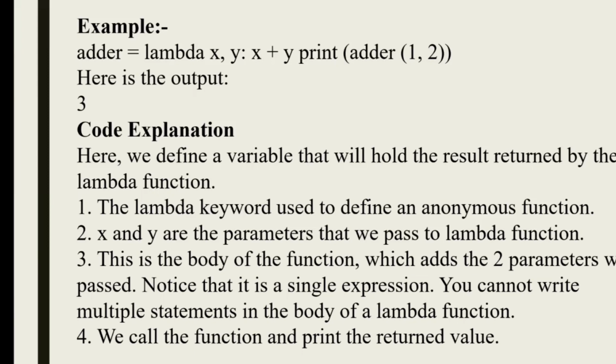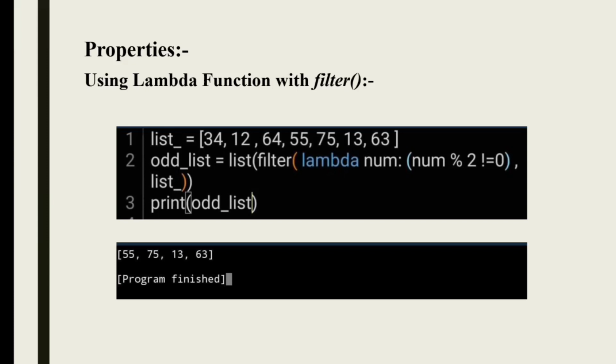Let us see the explanation of the above code. Here we define a variable that will hold the result returned by the lambda function. The lambda keyword is used to define an anonymous function. x and y are the parameters that we pass to the lambda function. This is the body of the function, which adds the two parameters we pass to it. Notice that it is a single expression. You cannot write multiple statements in the body of a lambda function. We call the function and print the returned value.